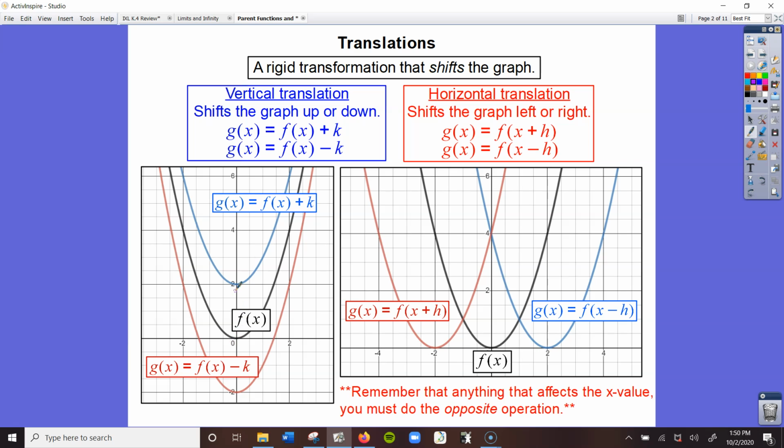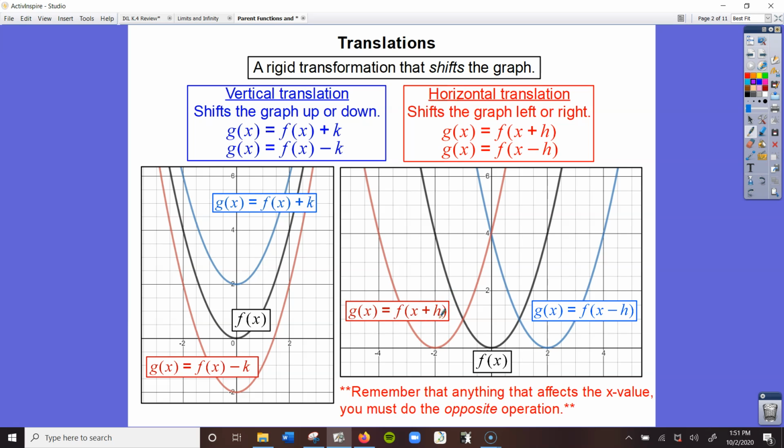If you are adding a number to the outside, think if it's outside, that is your output, meaning it'll affect your y values. If you're adding a number, your function will go up. If you're subtracting a number, it'll go down. Versus when you're adding or subtracting a number inside of the parentheses, think inside, input, that will affect your x's.